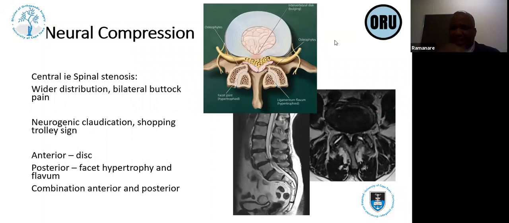So just to recap, foraminal stenosis is radicular, it's dermatomal, it's myotomal, and central or spinal stenosis is a wider distribution, because you can see in that illustration, all those nerve roots are clumped up.